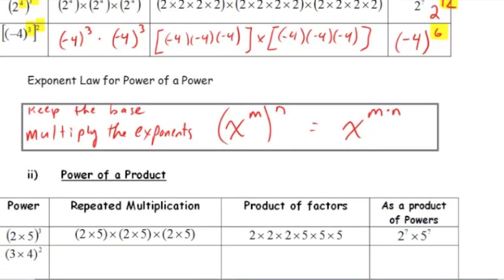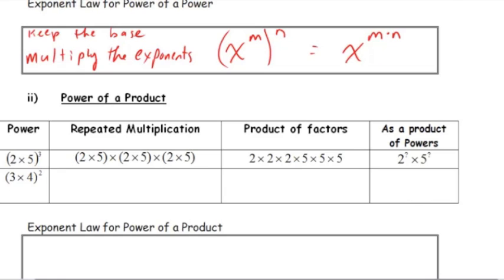Okay, next one we'll look at is power of a product. I wouldn't really concern yourself too much with remembering these names. I think it's more just remembering that when we have exponents, that is just repeated multiplication, we can always write out repeated multiplication to sort of figure out what our exponent laws are. So with this one, this is just saying, if you have a product, or 2 times 5, raised to a power of 3, what does that look like?